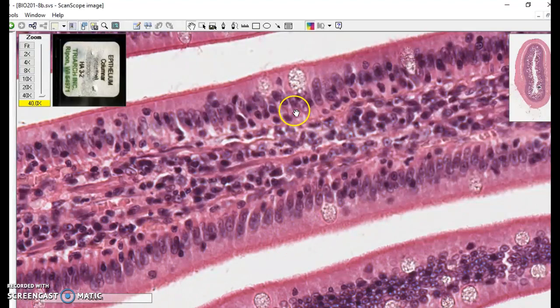Scattered throughout here, you'll see these other cells, and those are, of course, goblet cells that are secreting mucus into the center of your intestinal tract to help the food move along. So, basement membrane, apical side, single layer of tall, thin cells, and that is simple columnar epithelium.